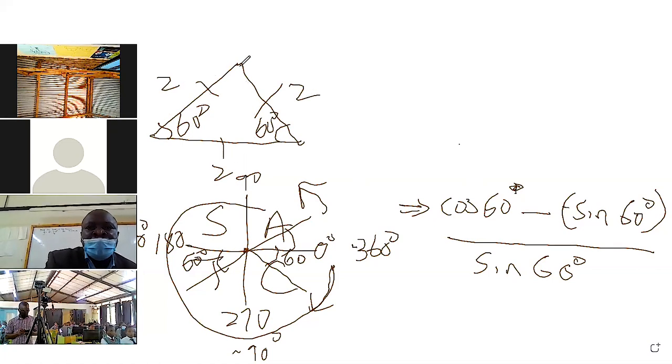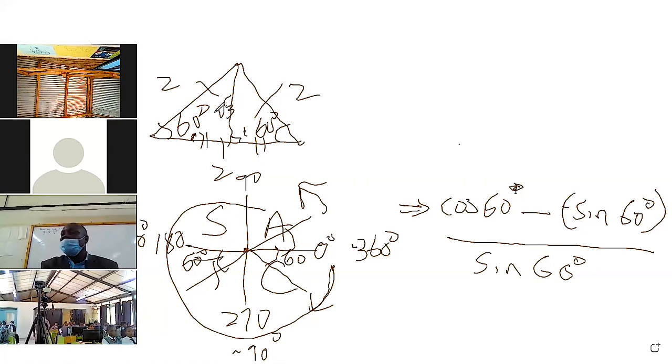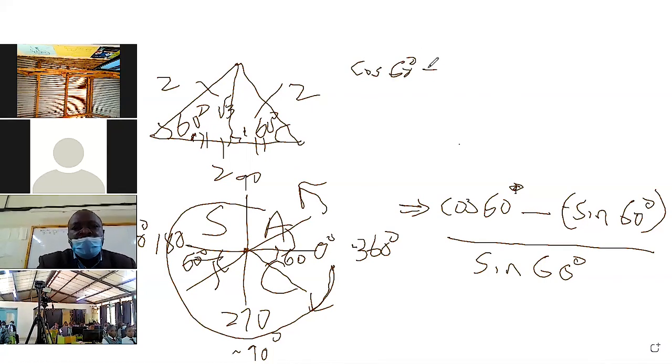So we drop a perpendicular from one of the vertices down there, which is going to bisect the base. So we have this one here as 1 unit, and this one here as 1 unit. Then we determine the height of that given triangle, which is going to be square root of 3. So now, from this one, we can work out, for example, cosine of 60 degrees, which is the same as adjacent over hypotenuse, which is a half.